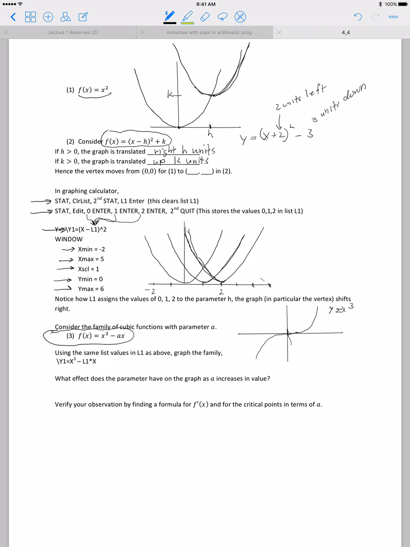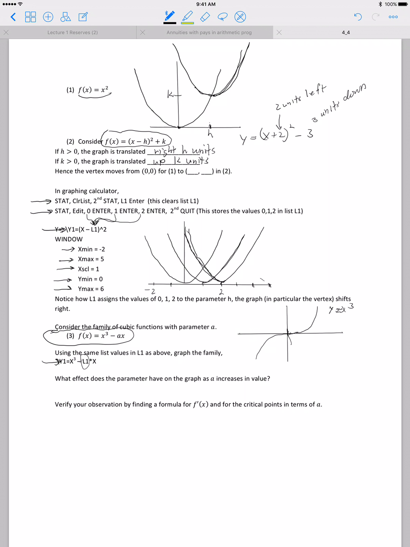We have x cubed minus ax, and to the right I've already graphed my function y equals x cubed. We're going to use the same list. It's already in your graphing calculator, so go to y equals, clear out the old y1, and put in x cubed minus L1 times x. And remember how to get L1: you go to second stat and choose L1, and it will bring it back and put it in after the minus sign.